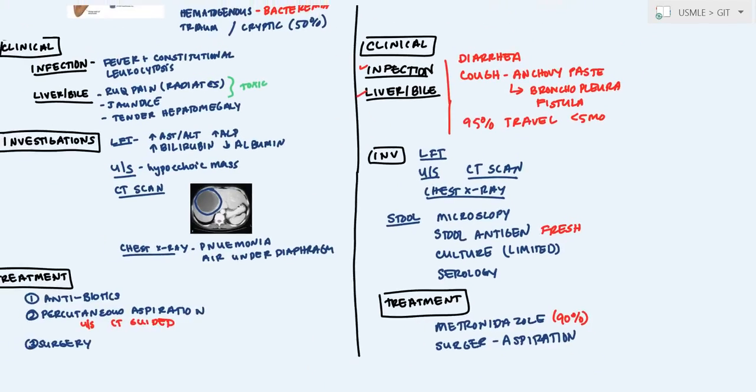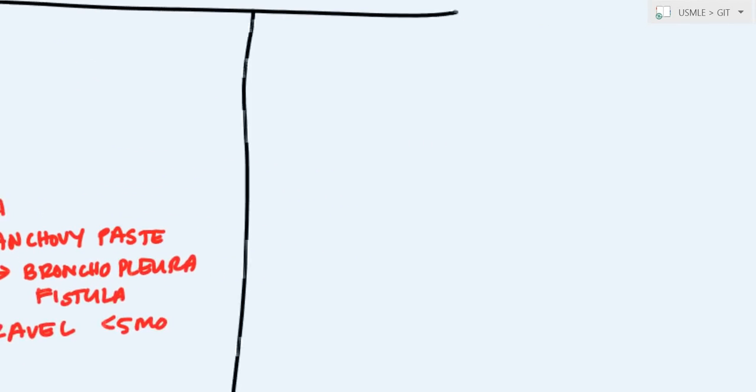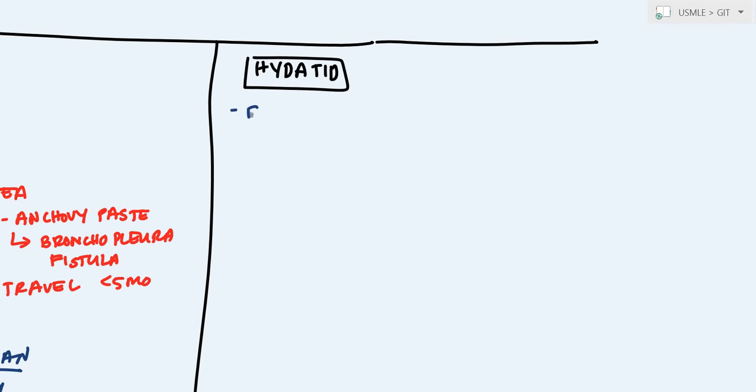Now, for the final one, so we've done the pyogenic, we've done the amoebic. Now let's go to the final disease that causes abscess, Hydatid. So Hydatid is caused by the Echinococcus granulosus, like we discussed before. How do you get it? It's basically you drink food or water that's been contaminated with dog feces.